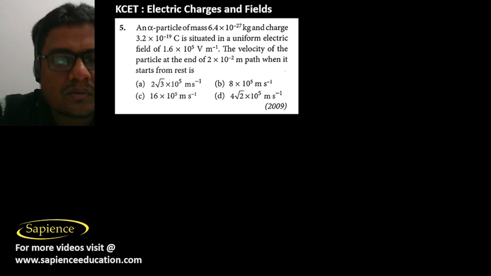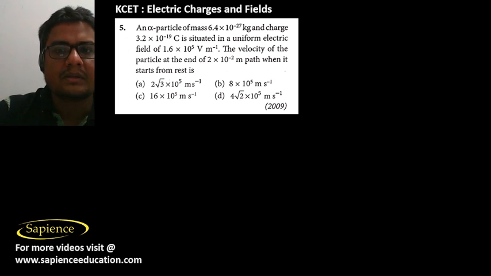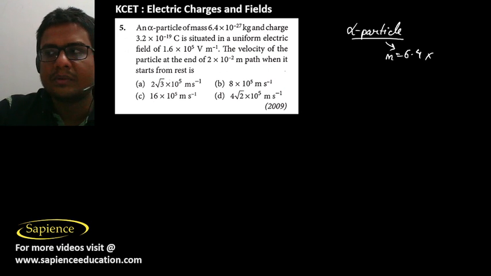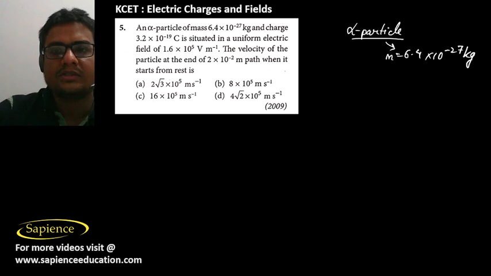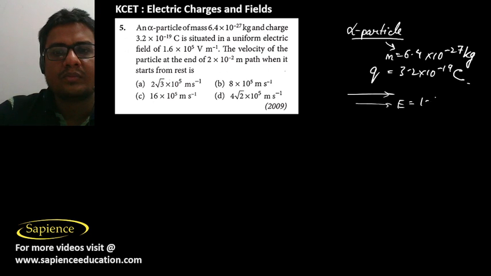Then question 5 says that an alpha particle, its mass is 6.4 into 10 power minus 27 kg, and the charge of the alpha particle is 3.2 into 10 power minus 19 coulomb, is situated in a uniform electric field of 1.6 into 10 power 5 volts per meter. The velocity of the particle at the end of 2 into 10 power minus 2 meter path when it starts from rest, how much is that?